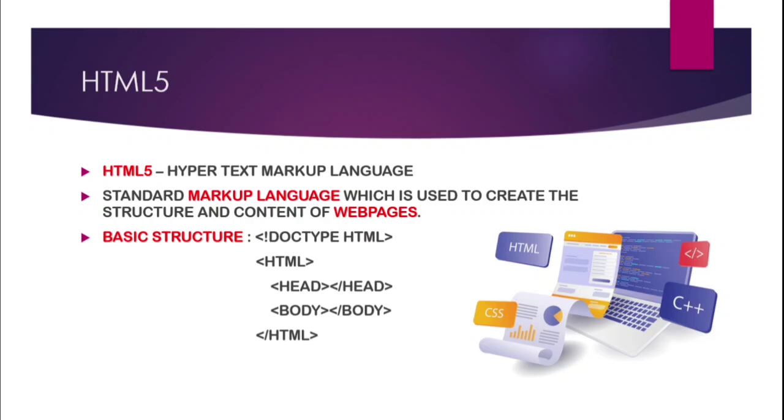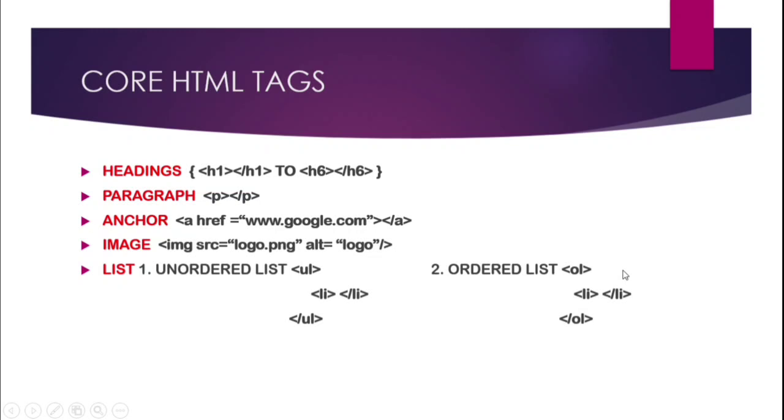Then we have the head tag where we add our meta elements, as well as our title tag for the website. Then we have the body tag, inside which we will write all the HTML5 code that will be displayed in the browser, and we will end it with an HTML closing tag. So these are the core HTML tags that we have.